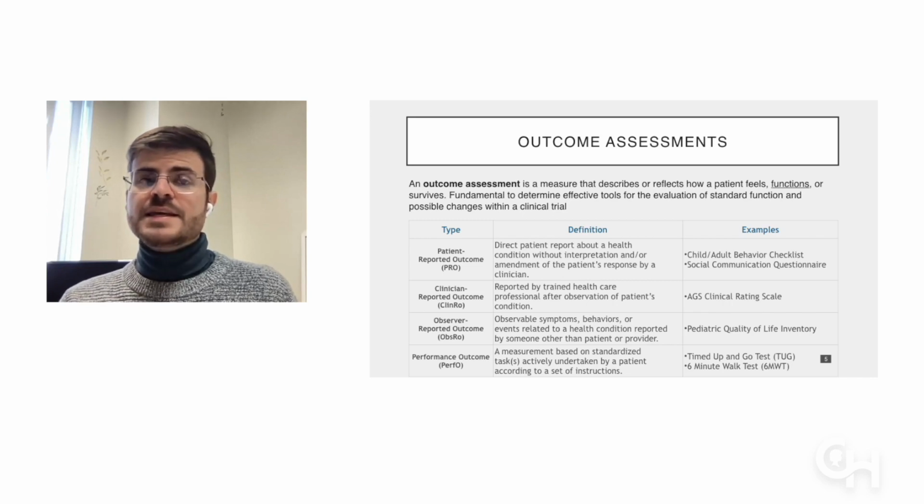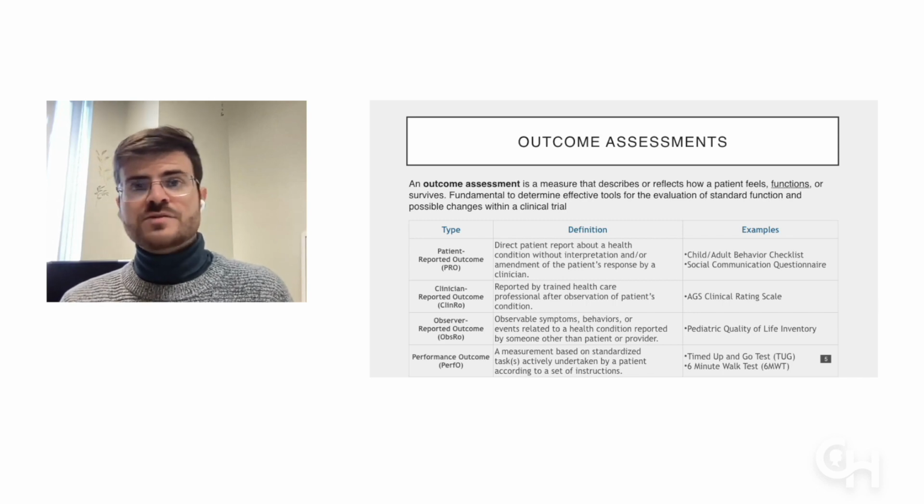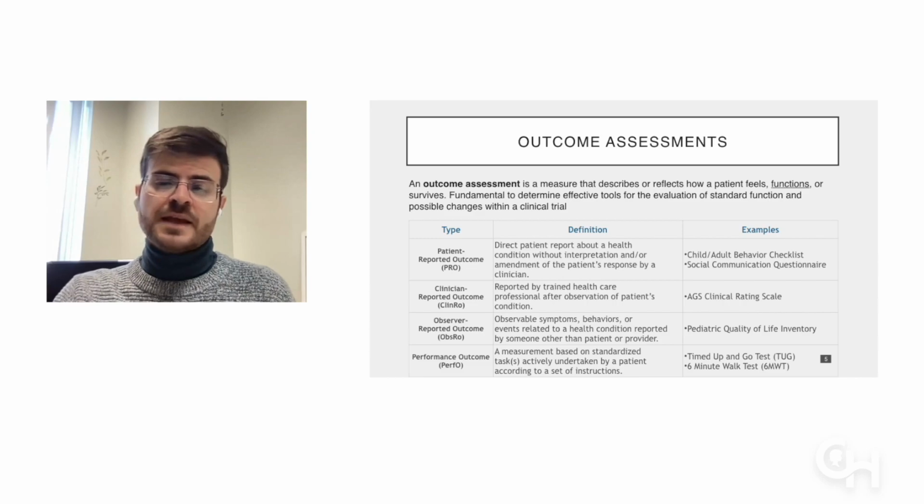The last one is what is defined as patient-reported outcome. So basically, what patients report, or if the patient is too young or for any reason unable to answer specific questions, a caregiver can answer specific questionnaires or complete specific checklists, and those are used to evaluate the function of the patient from the patient's or the caregiver's perspective.